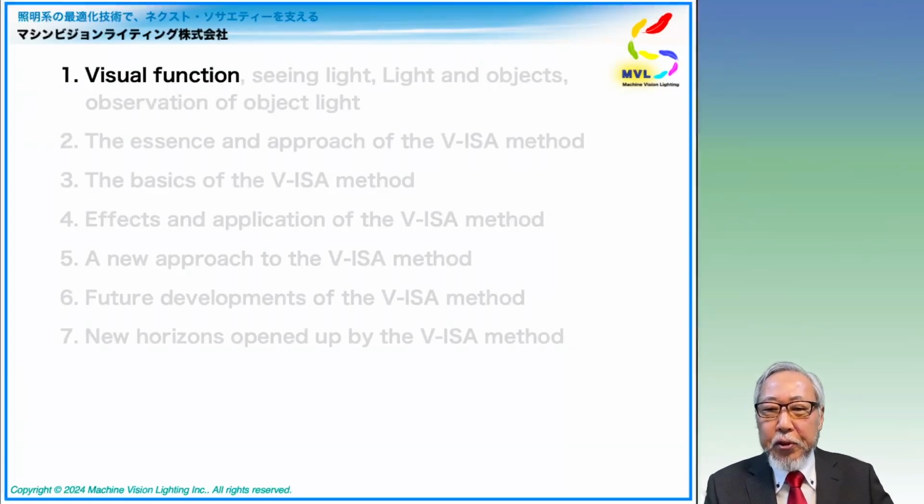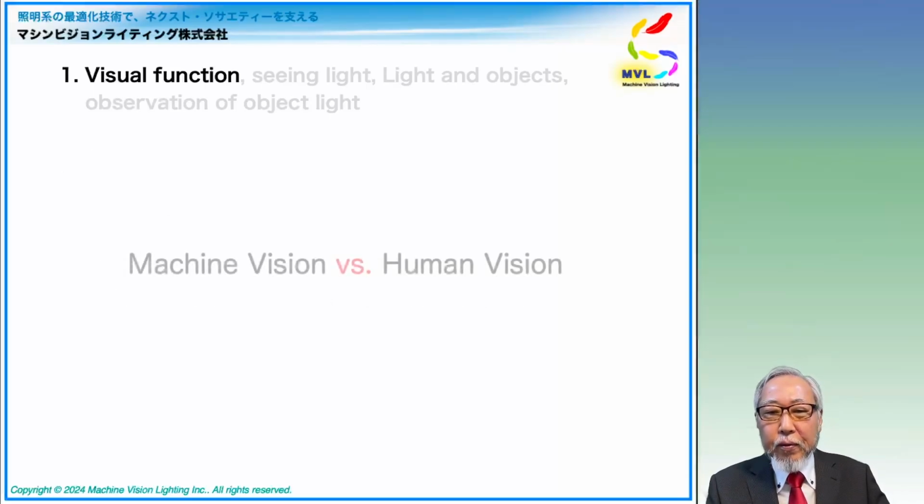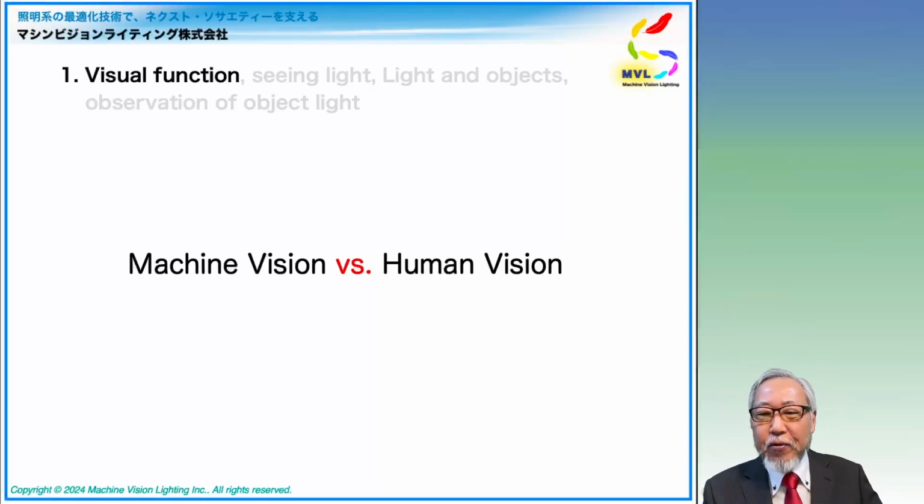First, this is the first episode about visual function. Visual function is, well, the visual function of machine, but you need to be aware that the visual function of a human being and the visual function of a machine are not the same. Well, that's just how it is.